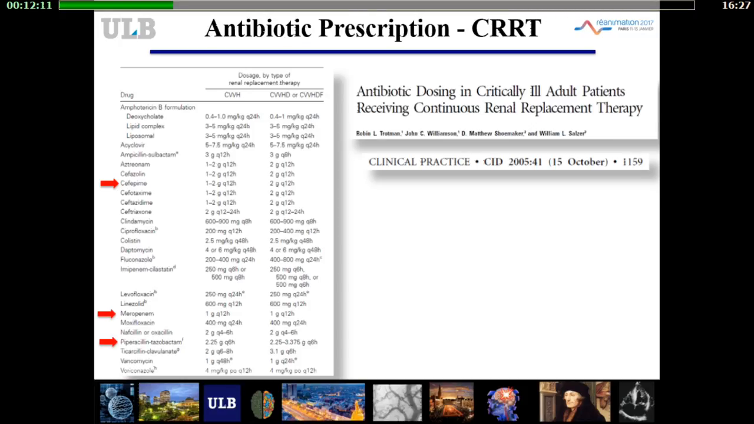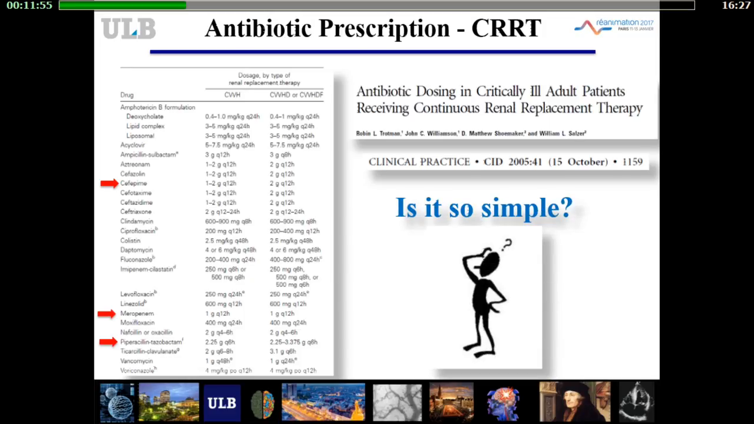Cefepime is 1 to 2 grams every 12 hours, which is not the same dose as in normal renal function. It's 2 grams every 8 hours. Meropenem is 1 gram every 12 hours. In all the situations, they recommend a lower dosage than for patients with normal renal function, which is, of course, logical. But the question is, is it so simple?